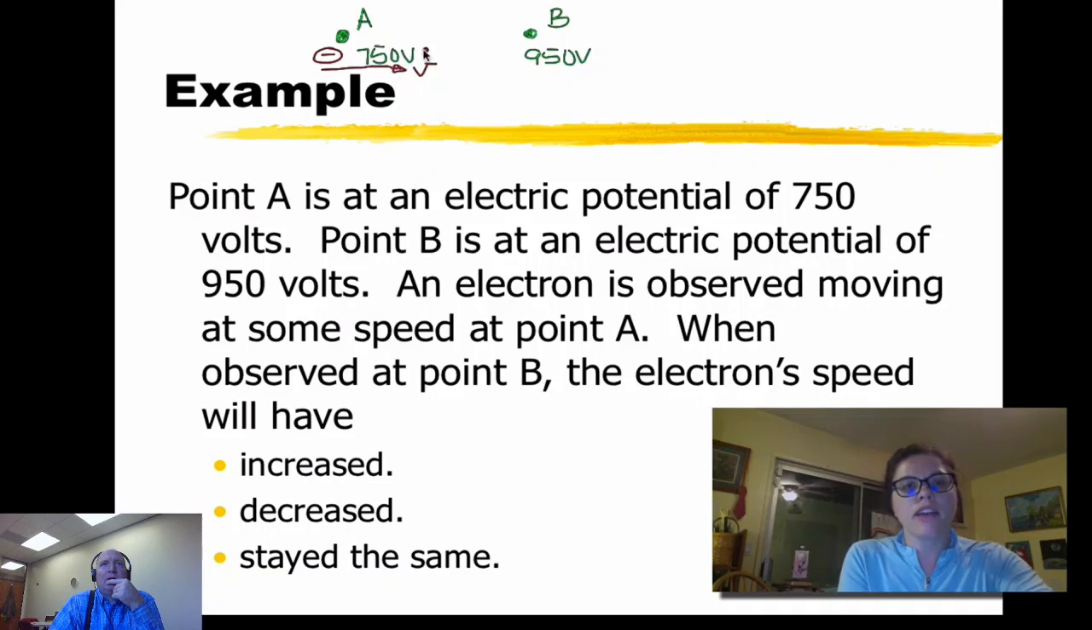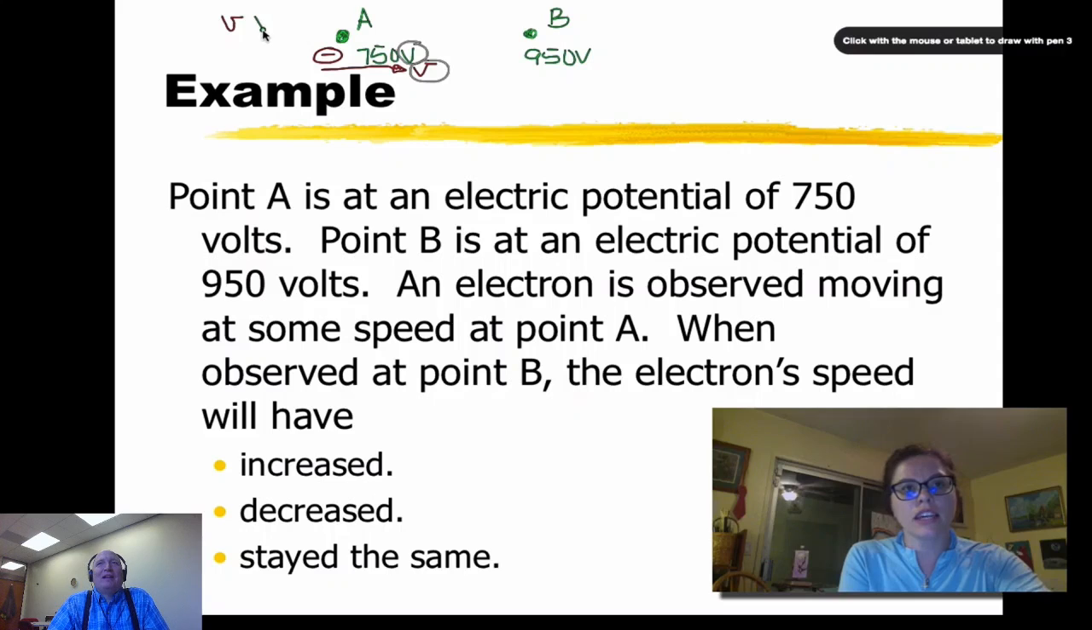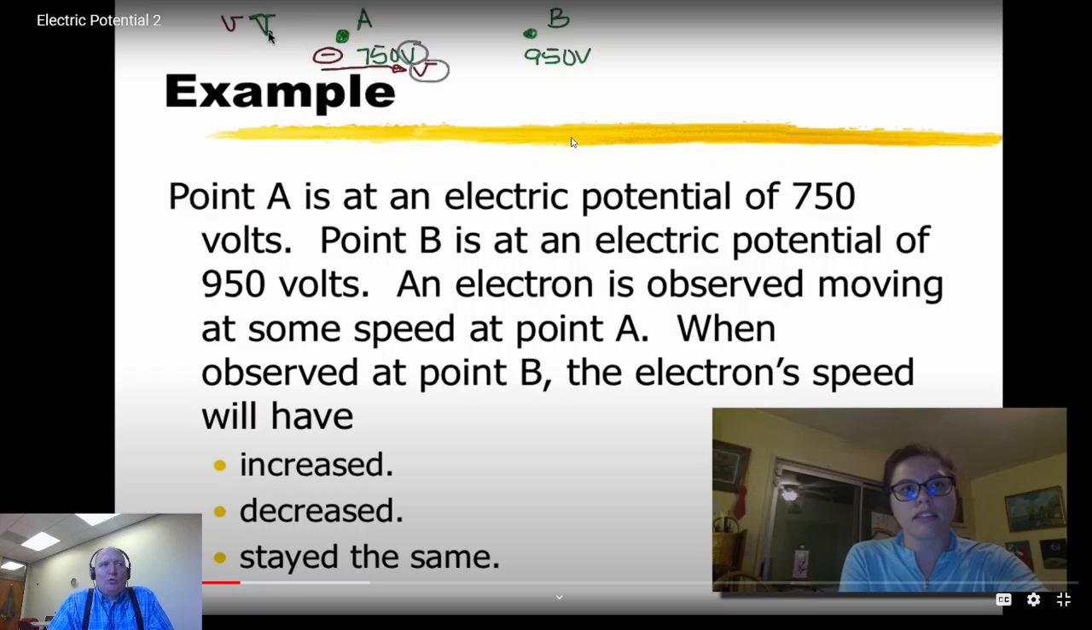Okay. Now, this brings up a good point here. We have V for voltage and V for velocity, and it can get really confusing. So what I have done is that I tend to do a cursive V for velocity and a capital V for voltage. Sometimes even just doing this. When I was in school and college, my handwriting at the time was all uppercase letters.